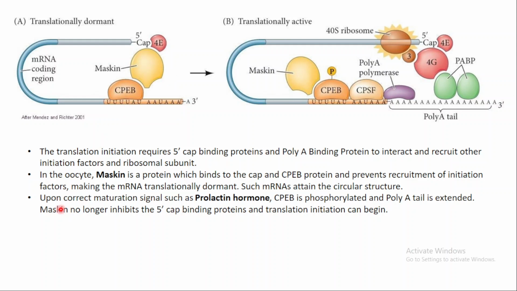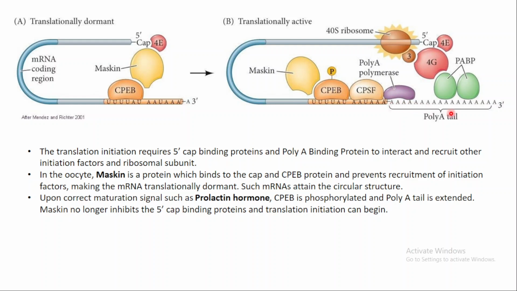Now when there is a maturation signal such as prolactin hormone, when the female receives prolactin hormone, the oocyte is ready for maturation. A series of events follow. The CPEB protein binding to the poly A tail is now phosphorylated, and the poly A tail is extended via other proteins such as poly A polymerase.